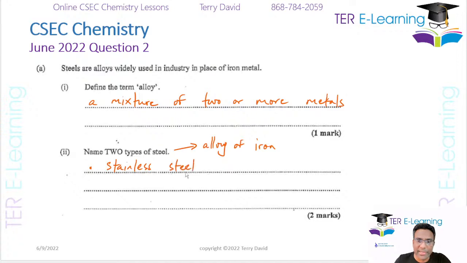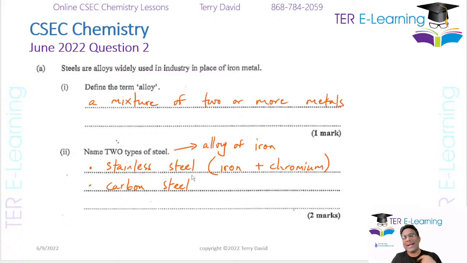So if you go to a kitchen and you pick up a spoon or a knife, that's stainless steel, right? And the next one here, you could say carbon steel, because some students recognize stainless steel and won't show what else. Stainless steel is a mixture of iron and chromium, and the reason they add chromium to the steel is that it makes it resistant to corrosion. That's what they're saying here.